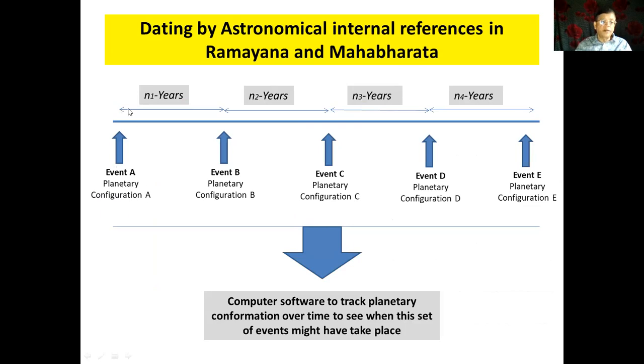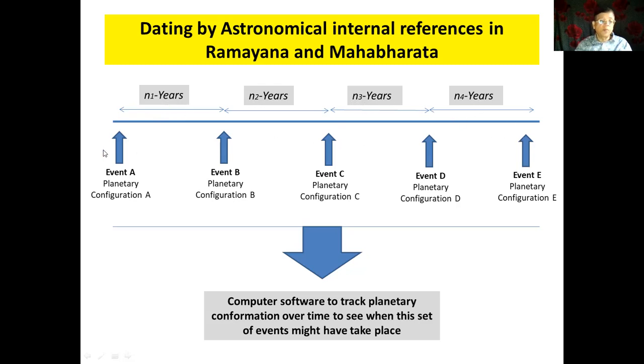Then after a certain number of years that are specified, they talk about another event and again talk about planetary configuration at that time. And similarly, so on and so forth. So there are many events. There is a defined period between them, 1 year, and 2 years, and 3 years, and 4 years.